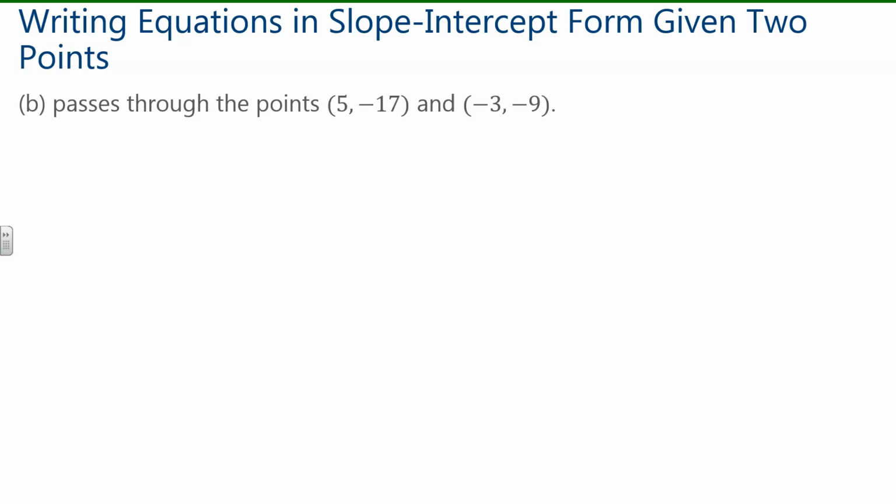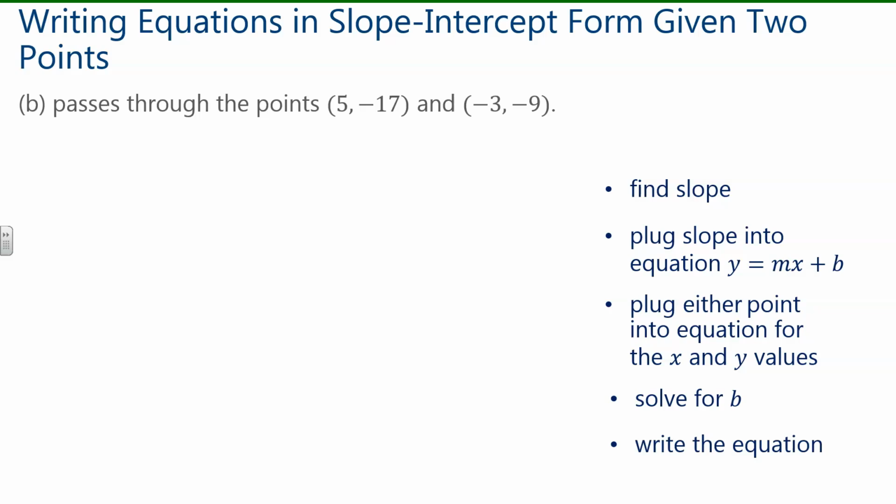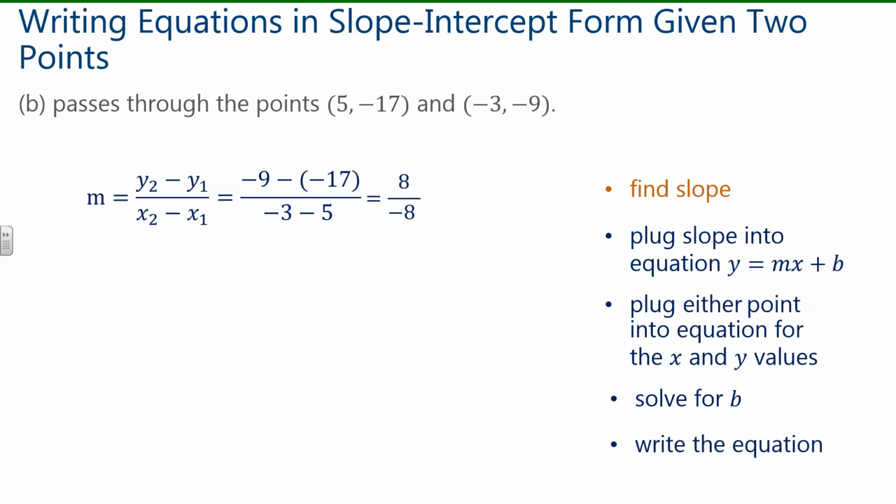Now we're going to do the same thing again with some different points. Here we have 5, negative 17 and negative 3, negative 9. So let's start by finding the slope. So we have our slope formula. So if we say that negative 9 is y2 and negative 17 is y1, we would have that in the numerator. And in the denominator, we would have negative 3 minus 5. So I'll reduce that to 8 over negative 8, which equals negative 1.